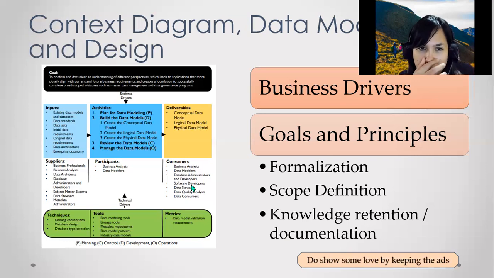And then the third bullet, we have knowledge retention or documentation. What this means for us is a data model can preserve corporate memory regarding a system or project by capturing knowledge in an explicit form. It then serves as documentation for future projects to use as the as-is version.